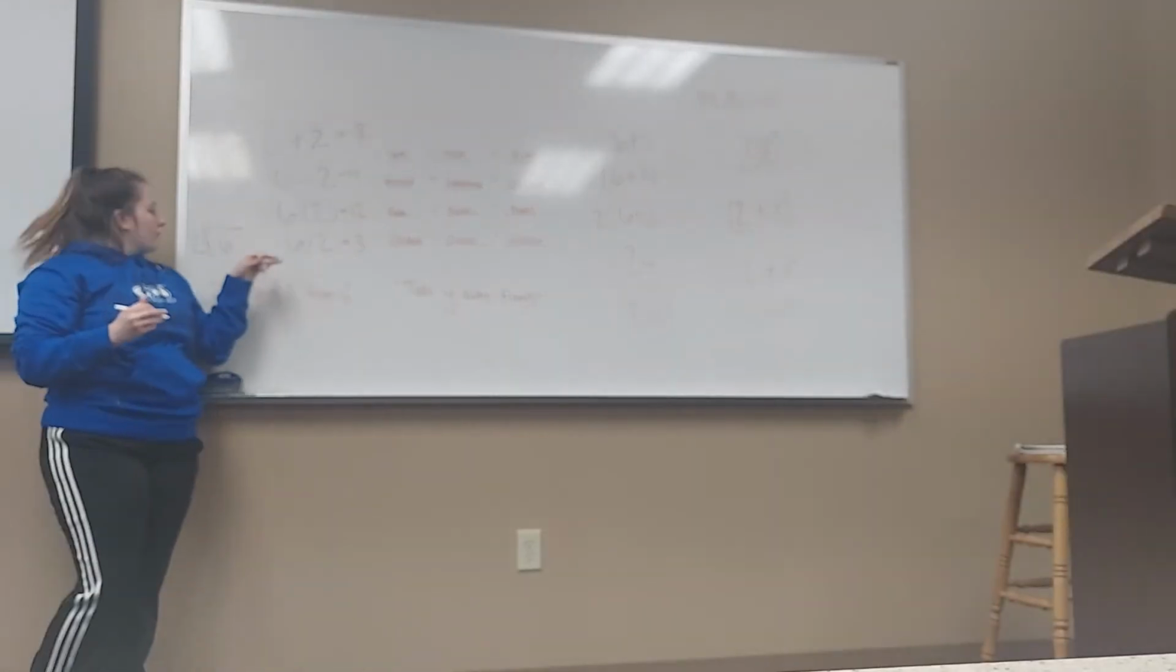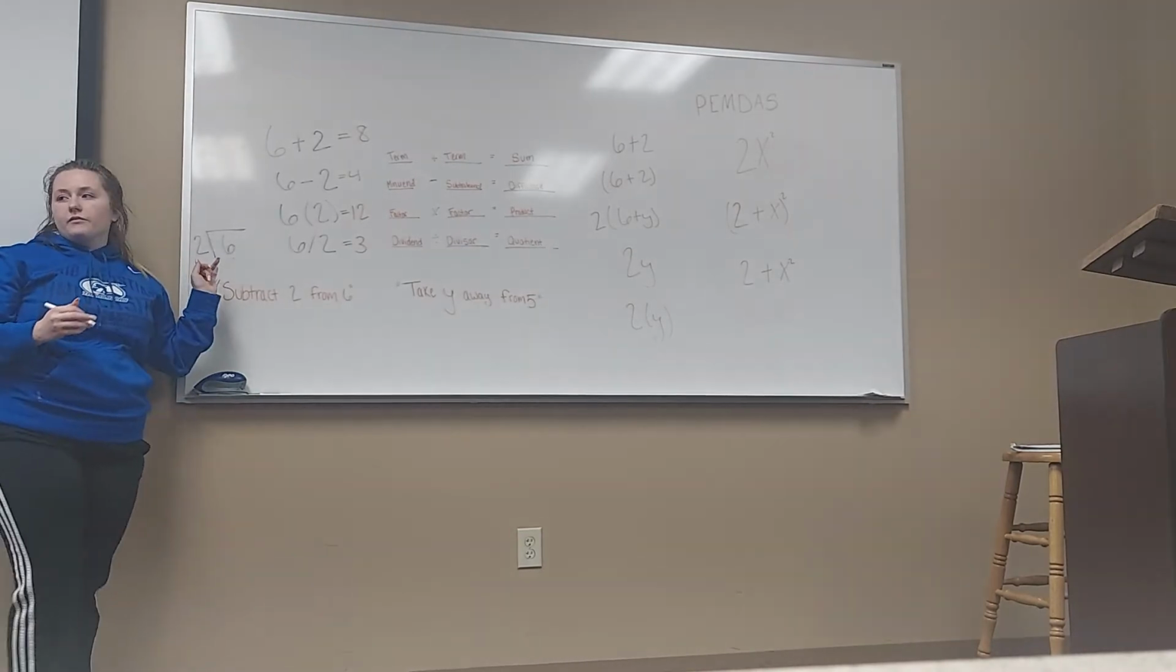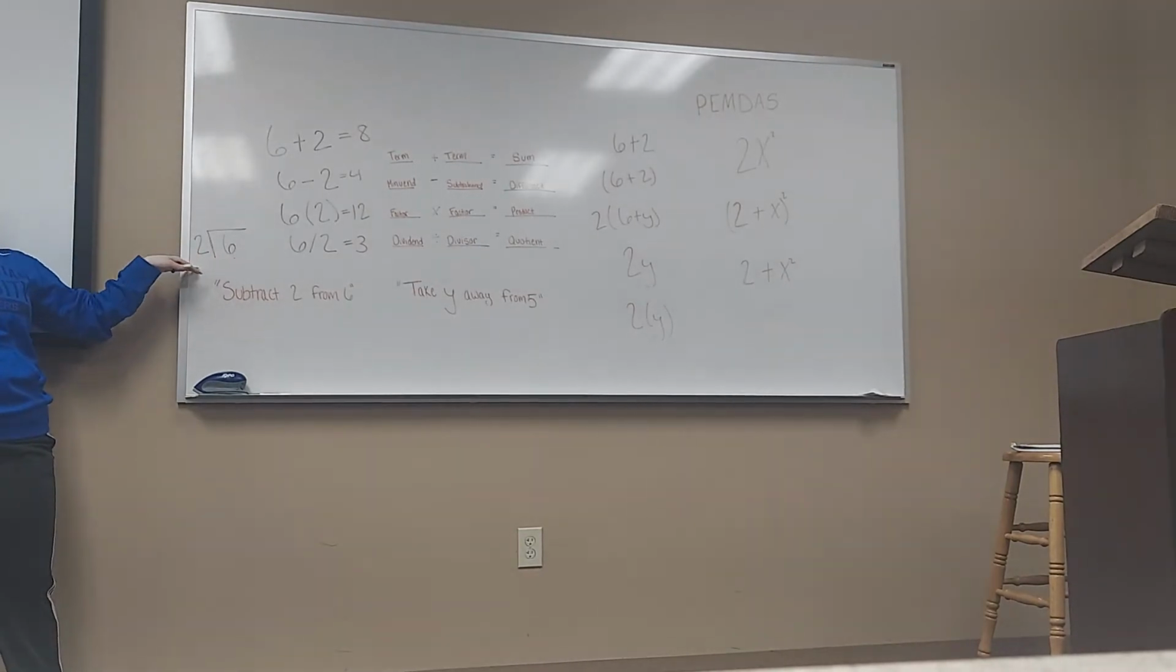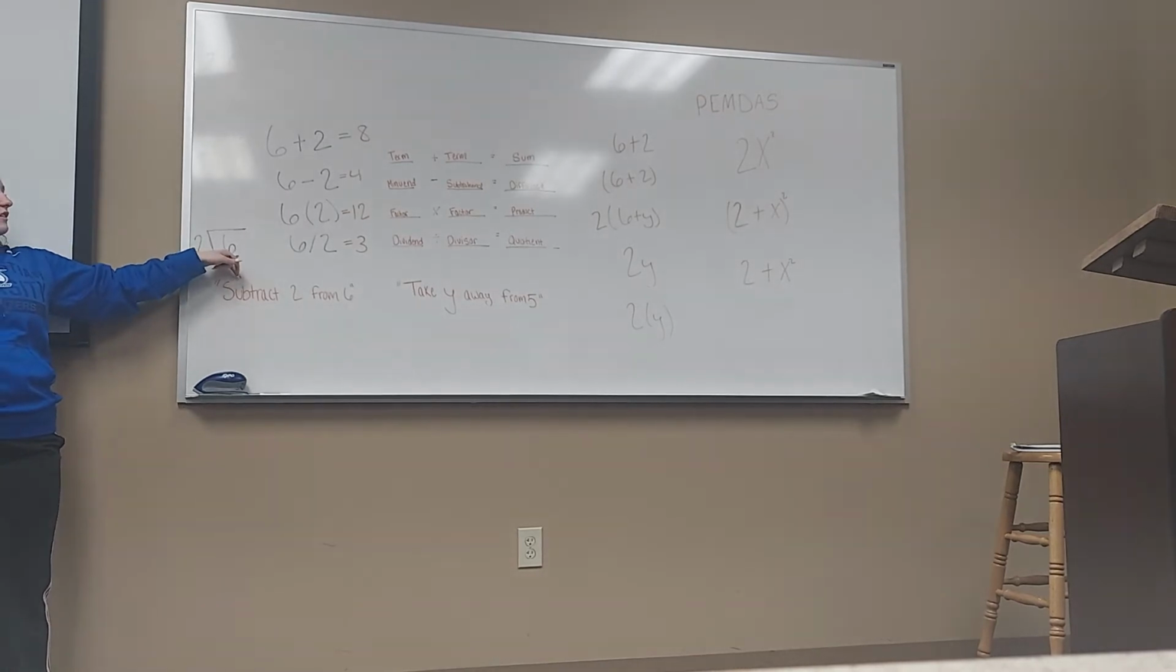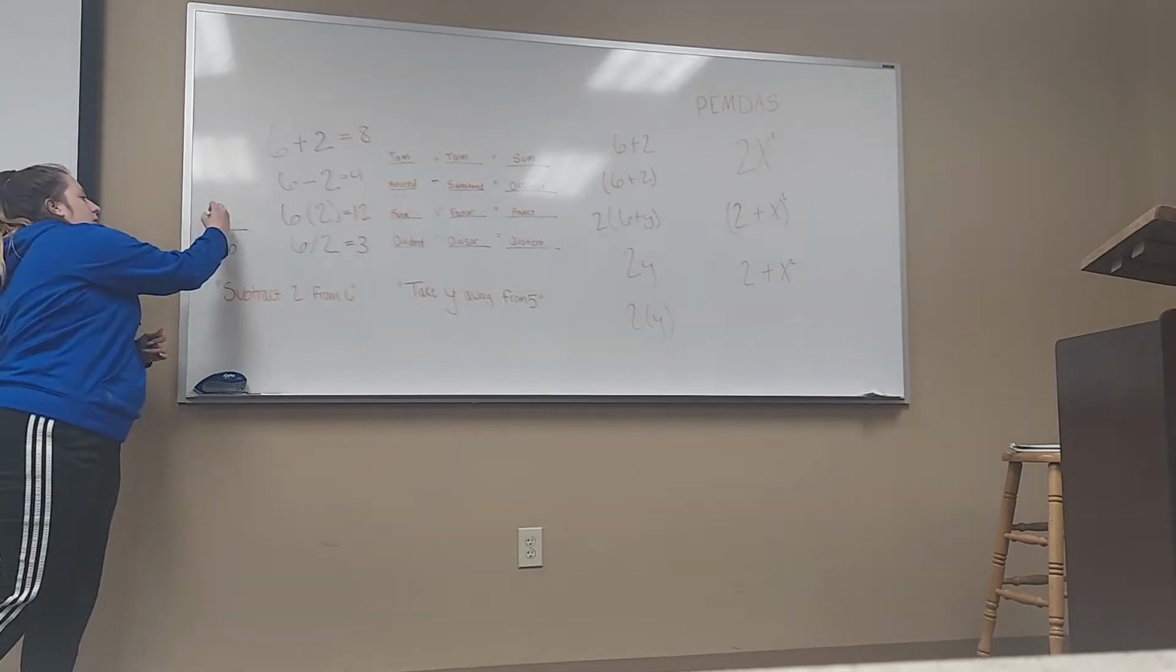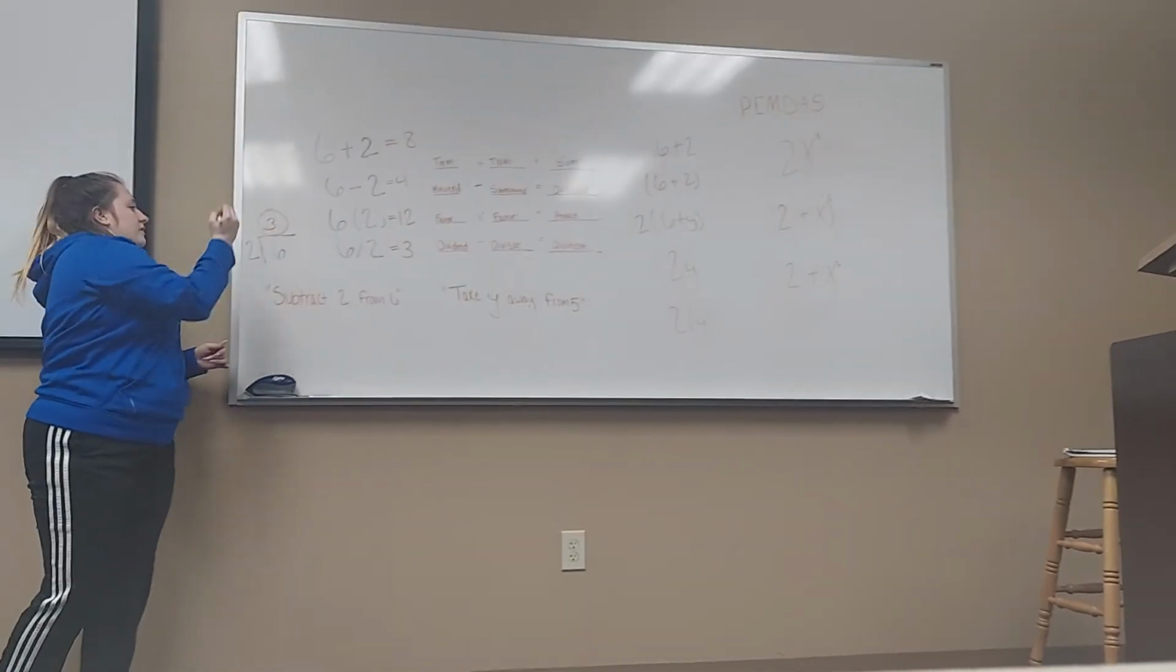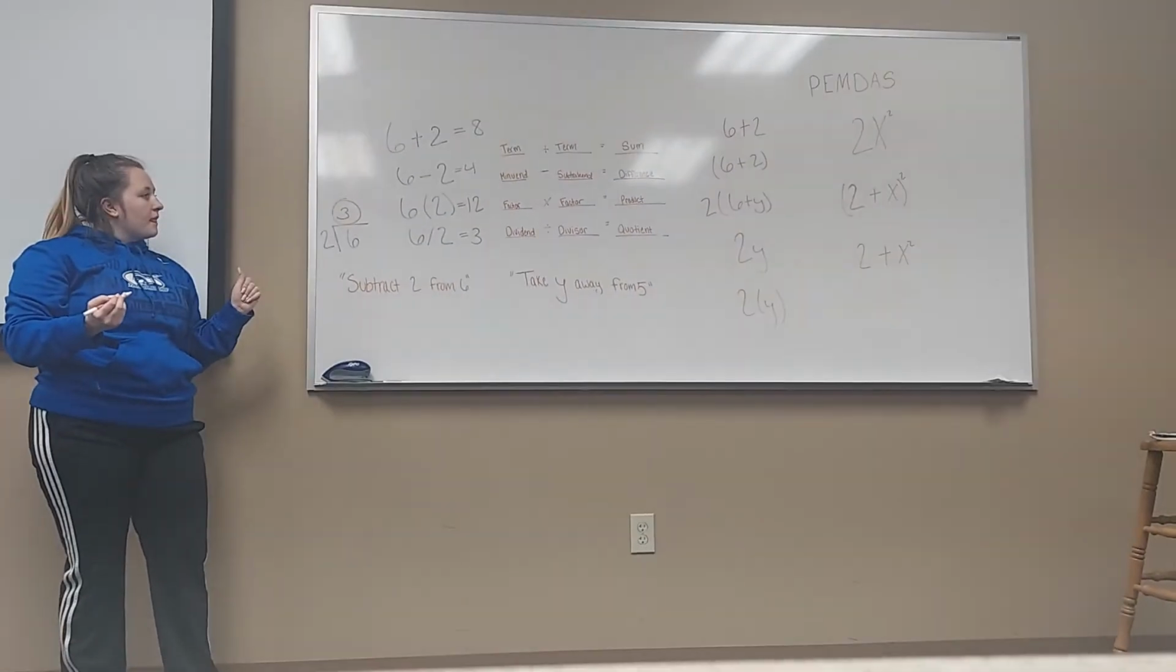All right, I wrote this for you in a different way over here. Okay, everybody see this? 6 divided by 2. In this problem, the 6 is the dividend and the 2 is the divisor. The 3 up here, the answer is the quotient.